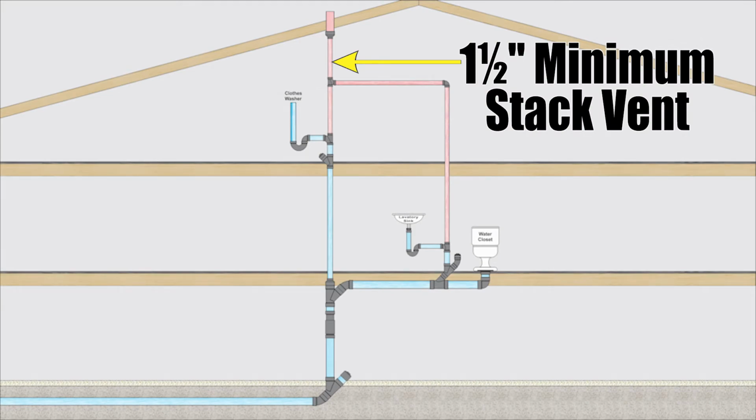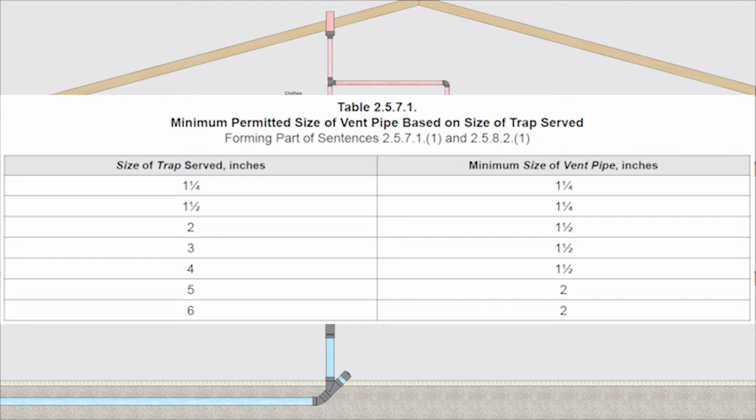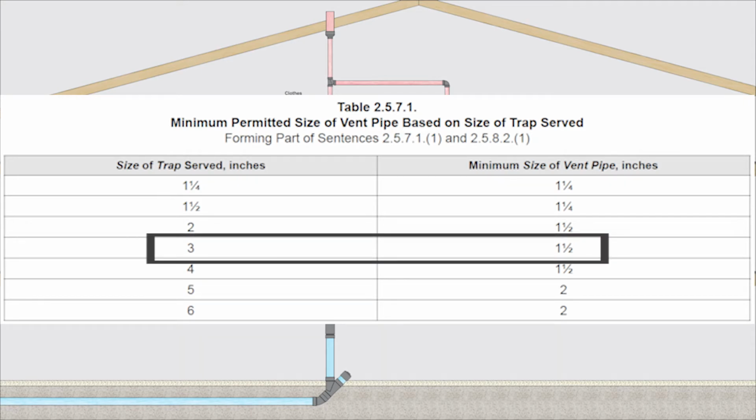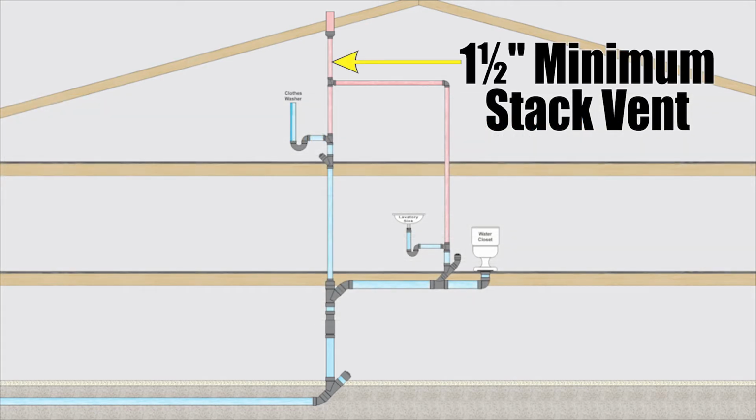And if I reference table 2571 based on size of largest trap, 3-inch for the water closet will have a minimum vent size of 1.5 inches. Therefore, our stack vent is minimum 1.5 inches.